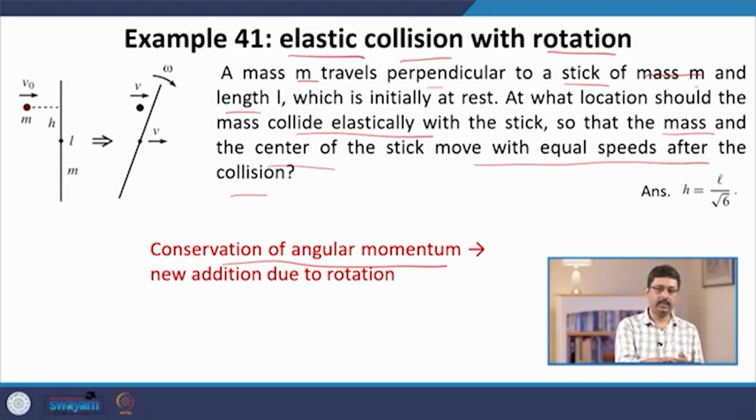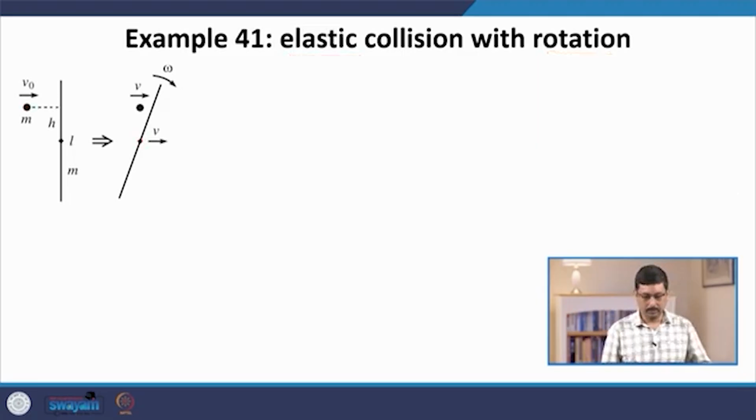The stick, which was initially at rest, will now start moving. The motion of the stick is a kind of movement like this. The center of mass of the stick is doing a translation along a straight line, as shown in the figure, and the rest of the stick is rotating about the center of mass. By symmetry, the center of mass is the middle point of the stick. So, let us analyze this problem.